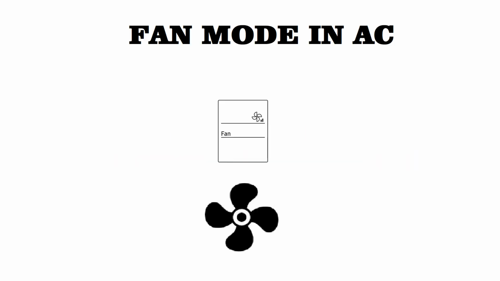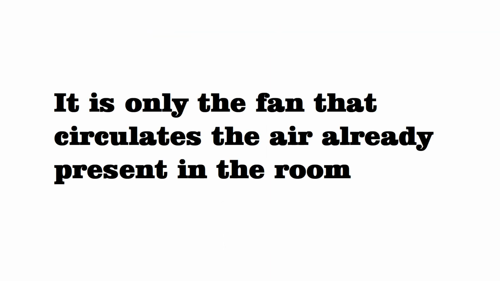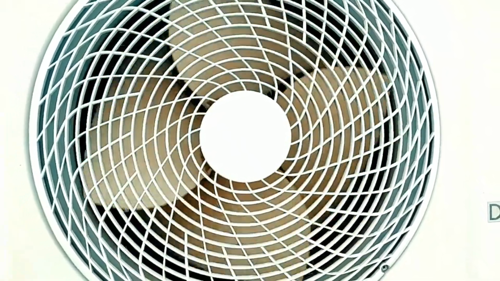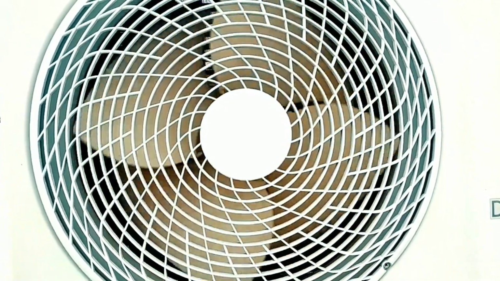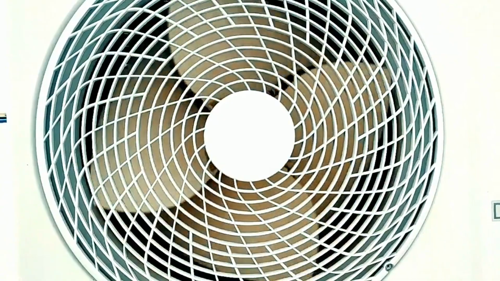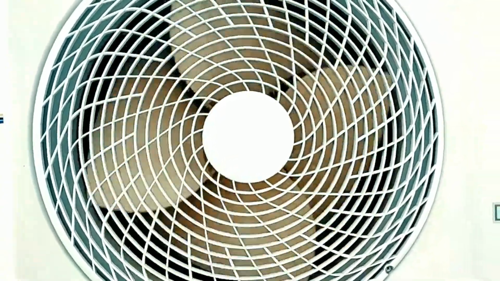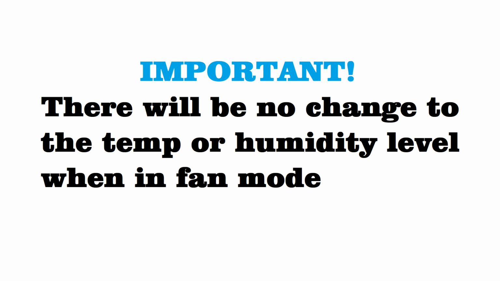Fan mode is the other fairly common mode, and of course you may have guessed this one. The fan will be running continuously, and automatically the compressor is turned off. So in fan mode, only the fan is running, the compressor will be off. And of course we know that the fan will be circulating the air already present in the room. In other words, there is no change made to the temperature nor the humidity level.